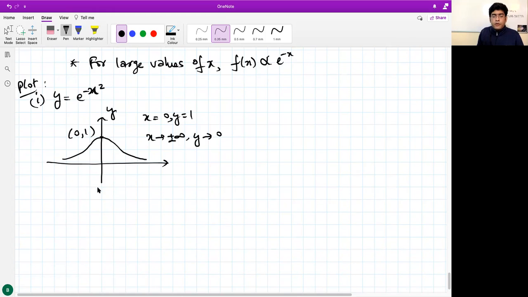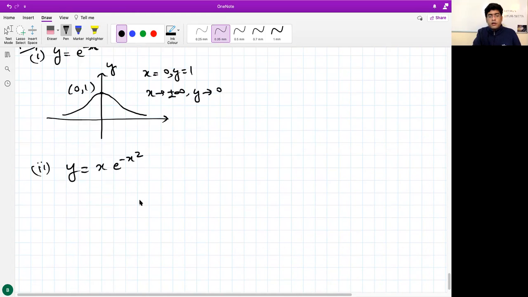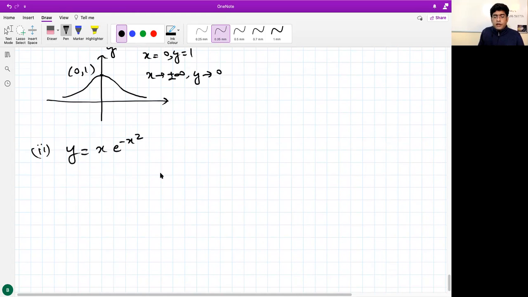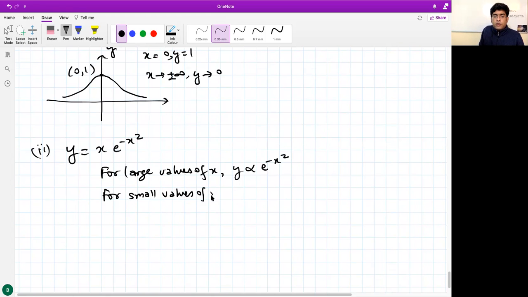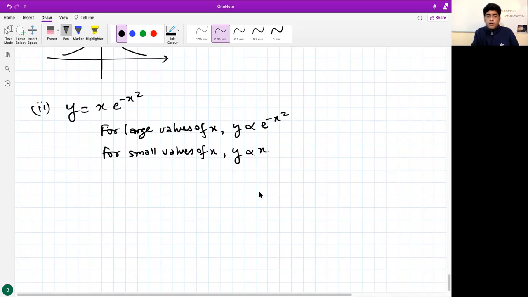Now if you want to draw this graph, y is equal to x e to the power minus x square. In this case, for large values of x, which term will dominate? Y will be proportional to e to the power minus x square, and for small values of x, y will be proportional to x. So this is how we can draw the graph.